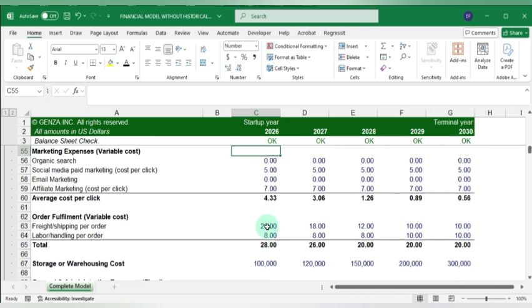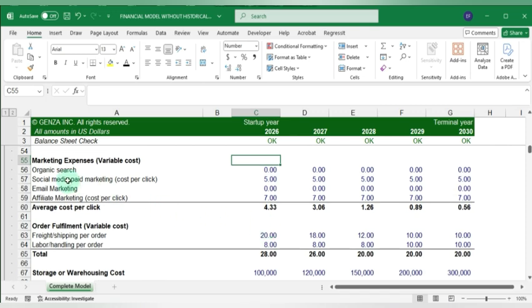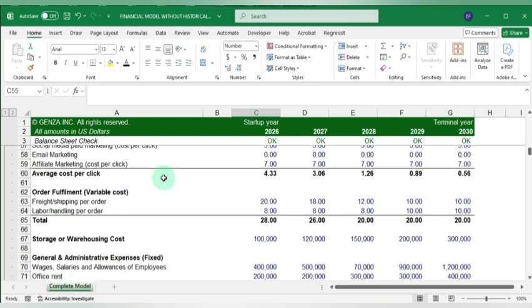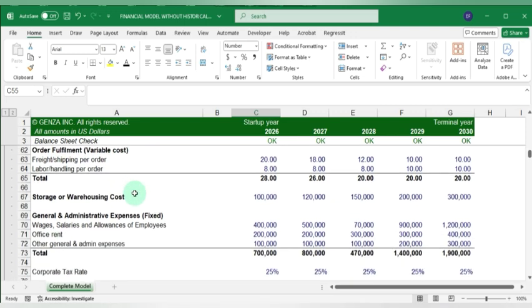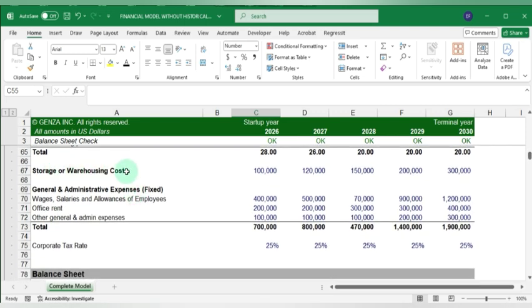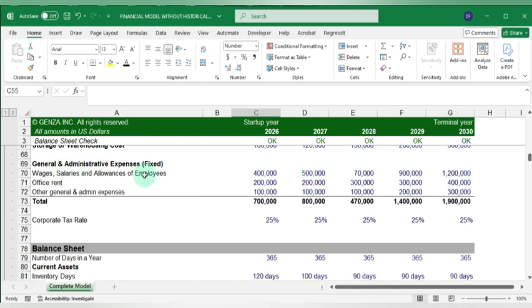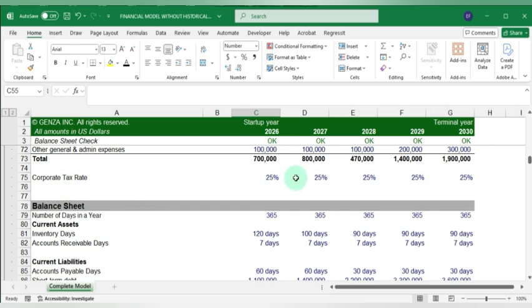Then we have some expenditure assumptions here. Marketing expenses, which is a variable cost. We have order fulfillment, which is also a variable cost. Then we have storage or warehousing cost, which is a semi-variable cost. Then we have general and administrative expenses, which are usually fixed. These comprise wages and salaries, office rent, and other general and admin expenses like that. Then we have our corporate tax rate, which is 25%.